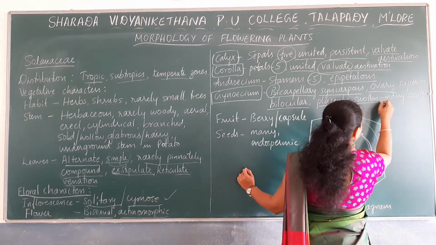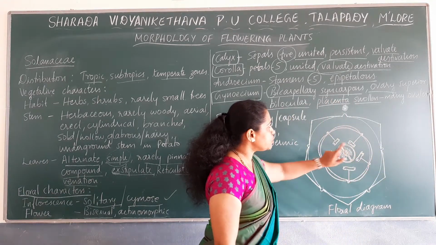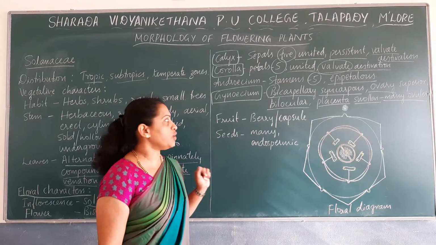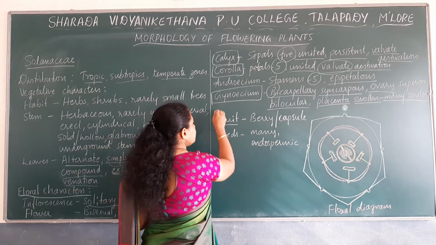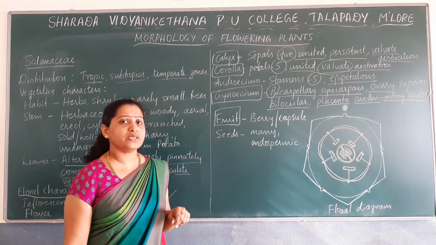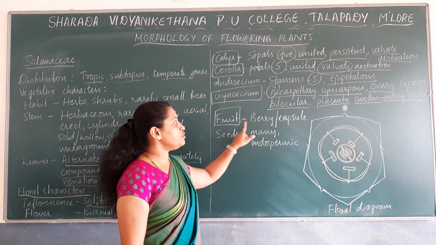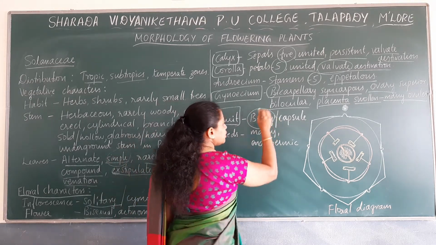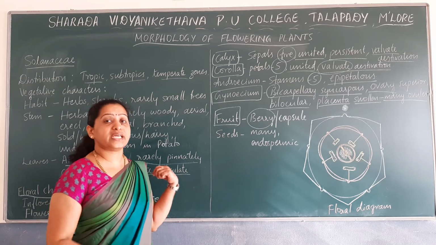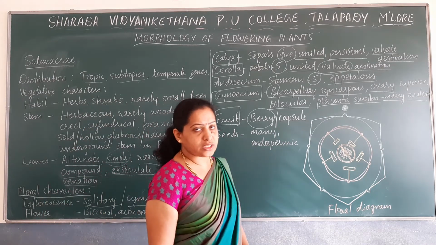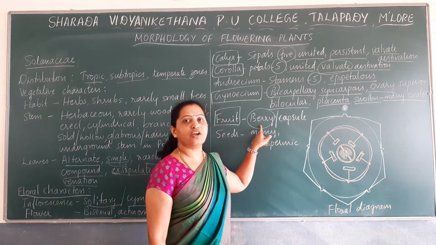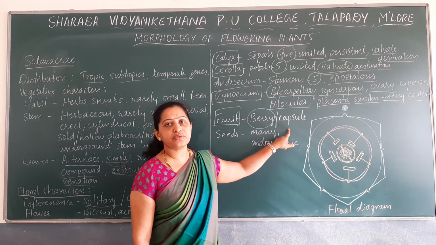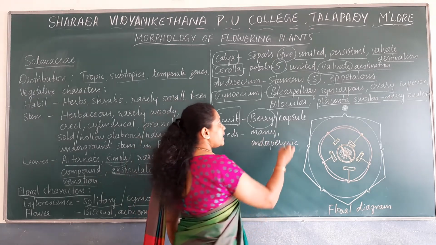Then placenta is swollen and it has many ovules. Next, coming to the fruit of the members of Solanaceae. Fruits usually may be berry or capsule. For example, you might have seen the tomato fruit, right? Scientifically, we call them fruits. So tomato fruit is a kind of berry. And in case of plants like datura, datura produces a kind of fruit which is termed as capsule.